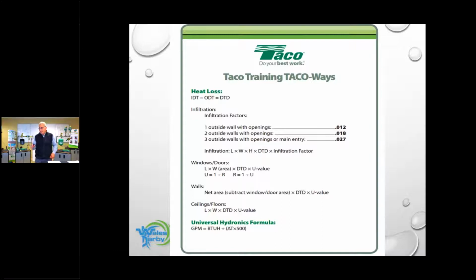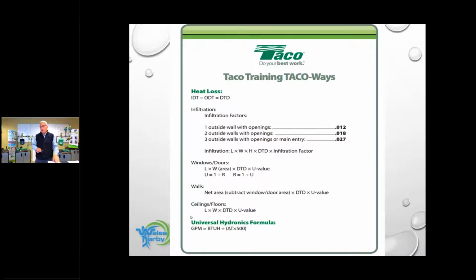What's next? Ceilings and floors. Do I have heat above this room? Do I have heat below this room? Very important, because that means I have 2 more exposures. This particular room is your second floor bedroom. It's over the garage. I've got no heat below. I've got no heat above. So we have to take that into account.